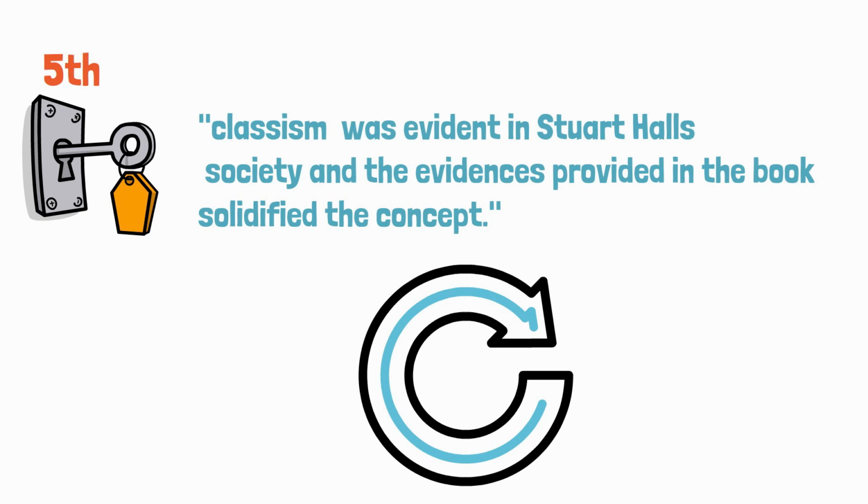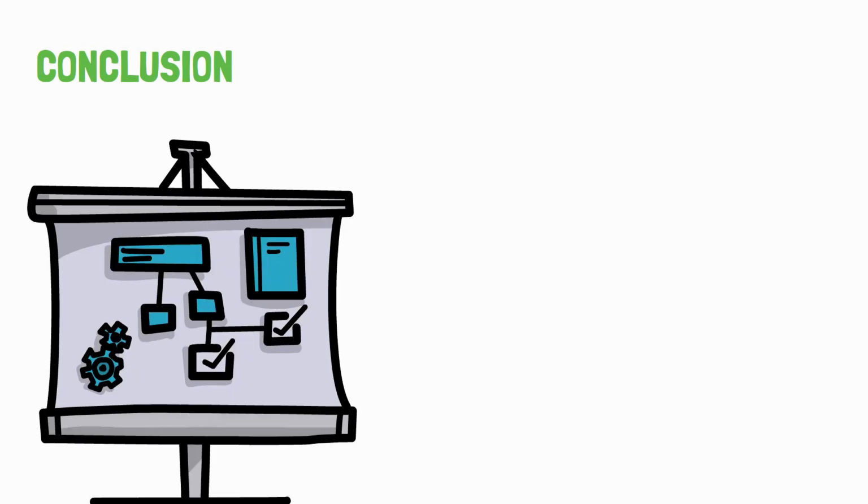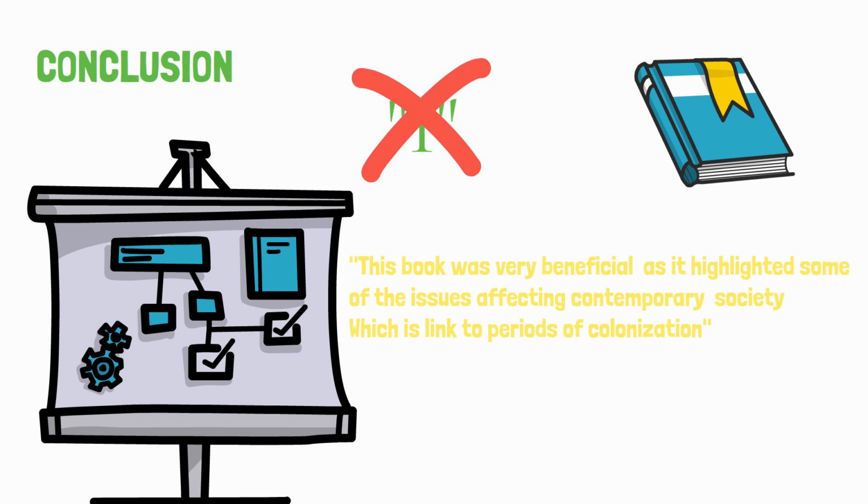Alright, so now that we finished the body of the essay, we are going to conclude it. And a conclusion is basically a lovely summary of the entire thing, well, the main parts at least, and restate the thesis and comment on the book. Just note, you can't exactly restate the thesis the same way you did initially, and the comment is really just if you'd encourage other students to read the book and was it beneficial to you. And note, do not put I in it, like I enjoyed the book, etc. Just say something like, this book was very beneficial as it highlighted some of the issues affecting contemporary society, which is linked to the period of colonization and so on.